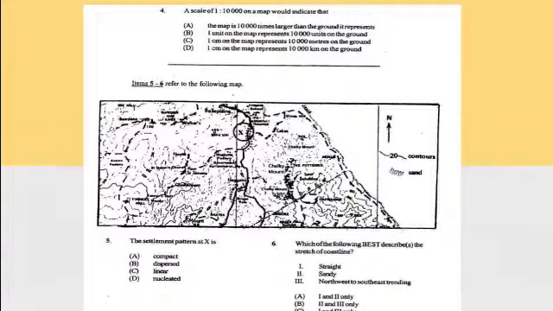First one, a scale of 1 to 10,000 on a map would indicate that. So we have the options. A, the map is 10,000 times larger than the ground it represents. B, one unit on the map represents 10,000 units on the ground. C, one centimeter on the map represents 10,000 meters on the ground. Or D, one centimeter on the map represents 10,000 kilometers on the ground. What would be your answer?